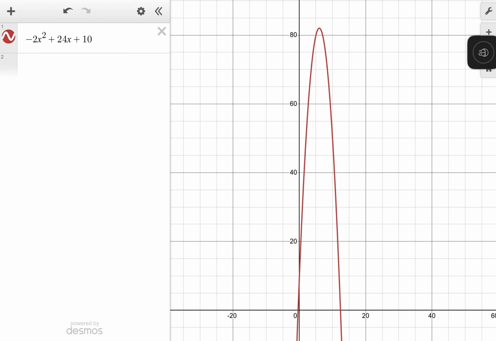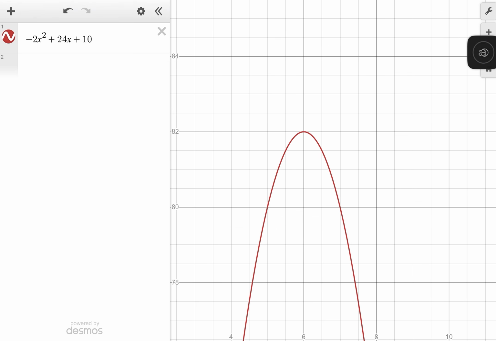Actually, in all cases, the vertex can be either the maximum or minimum, but all you do is click on the graph and you're going to see that there's a point highlighted, the gray points. You click on it and you can see that that point is 6 comma 82. So what does this mean? It means that 82 is the highest value that this graph attains, but it also means that it attains that highest value at x equals 6.